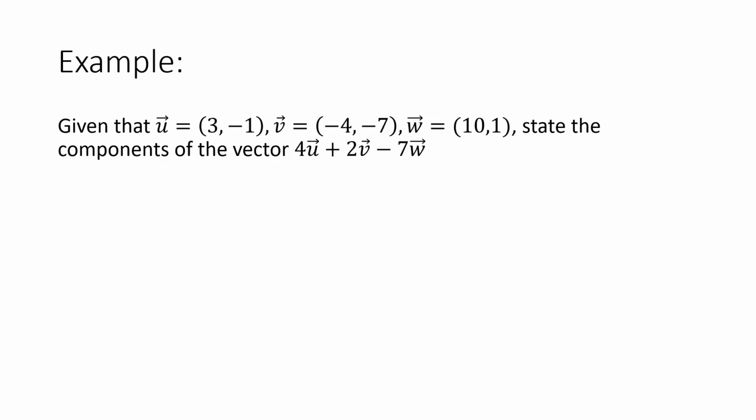Now, suppose we are told that u is equal to 3, negative 1, and v is equal to 4, negative 7, and w is equal to 10, 1.